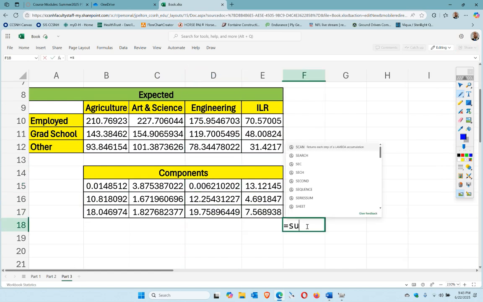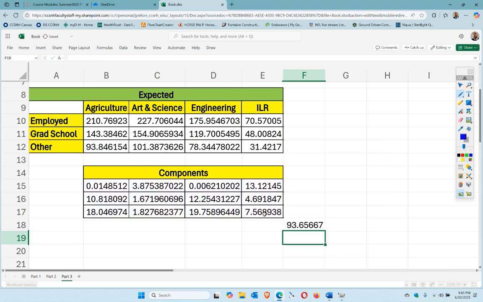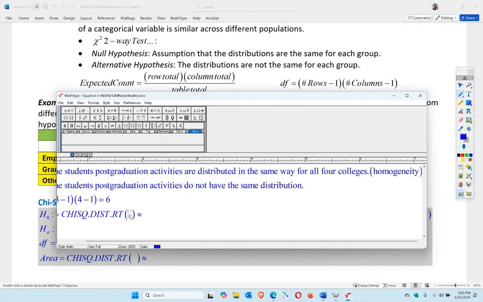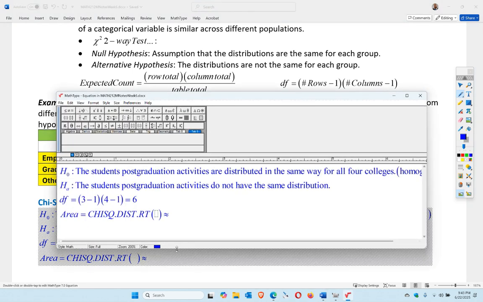All right, so if I add all these up, that is going to be my chi-squared, right? So 93.65667, good enough. I'll just say 93.66, that's close enough. So 93.66 with 6 for the degrees of freedom. Let's get our area now.